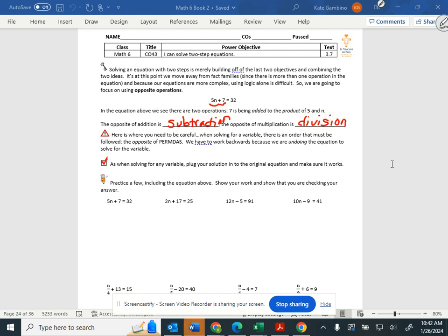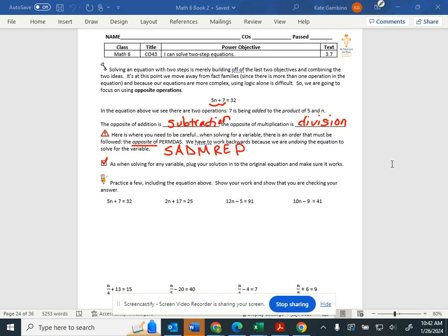Here is where you need to be careful. When solving for a variable, there's an order that must be followed. And guess what? We are doing the opposite of PERMDAS. We've worked with PERMDAS: parentheses, exponents, radicals, multiply, divide, add, subtract. We're going to work it the opposite way. We're going to go backwards, and we're going to do SAD-MERP.